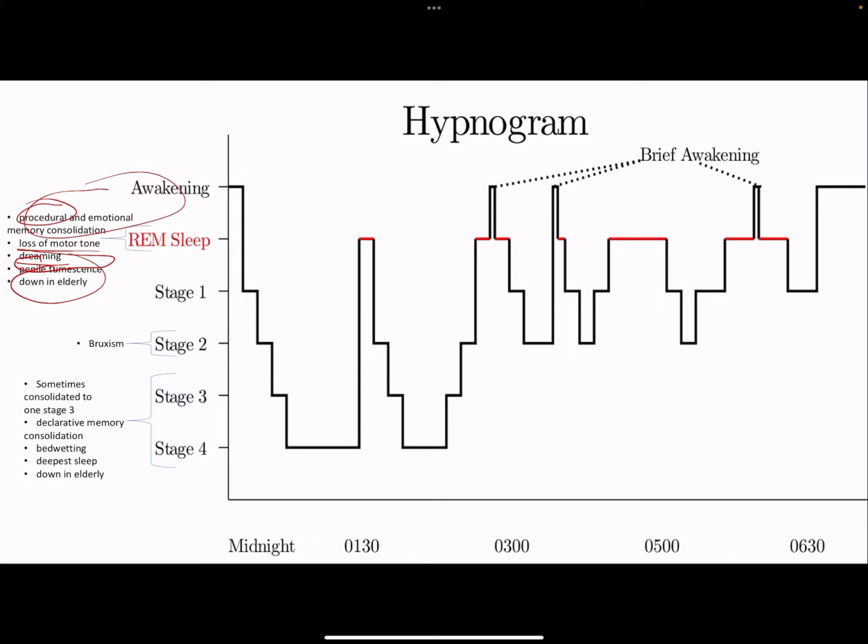Looking at the deep sleep, slow wave sleep, delta waves. If you want to remember something before your test, this is the declarative memory, the facts that your Anki cards are going to be consolidated here. So that's going to be particularly important. And some people just consolidate this to stage 3 and don't differentiate it. Bedwetting will occur here. Now, this is the deepest sleep, hardest to arouse somebody, and also down in the elderly.